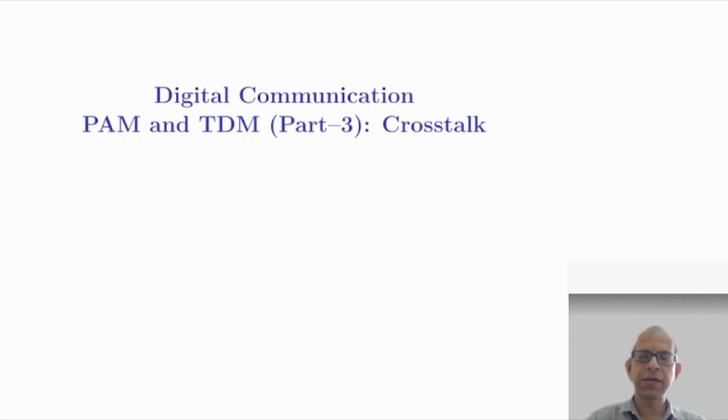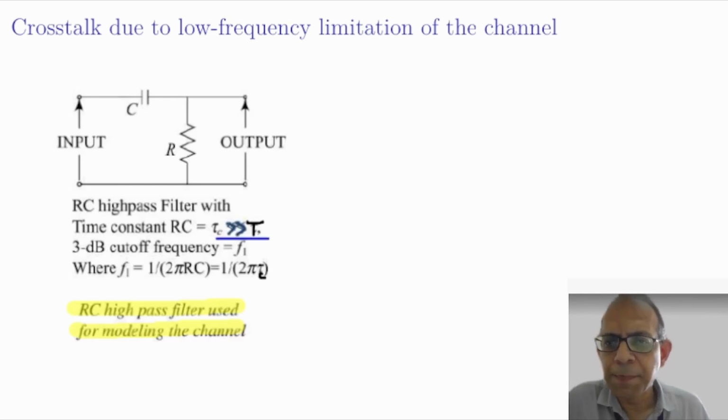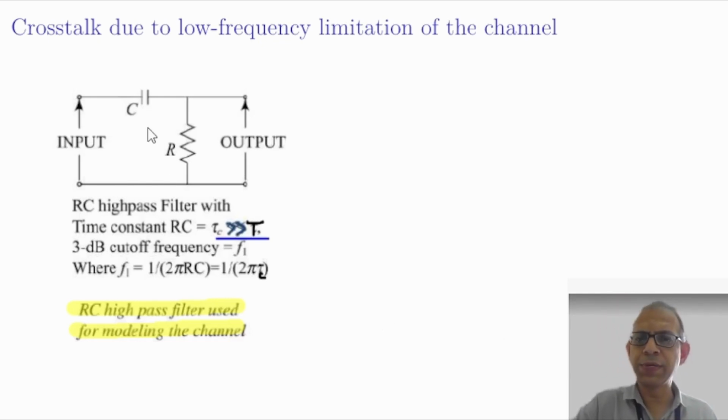In the previous lecture, we studied the effect of high frequency limitation caused by the channel by modeling it as a low pass filter. In this lecture, we will study the effect of low frequency limitation offered by the channel by modeling it as a high pass filter. The simplest practical high pass filter can be made using simple RC elements as shown here. The time constant RC, denoted by tau C here, is much larger than the pulse duration capital T.